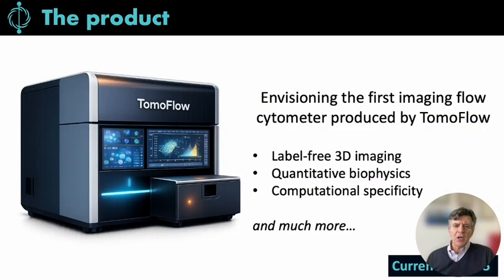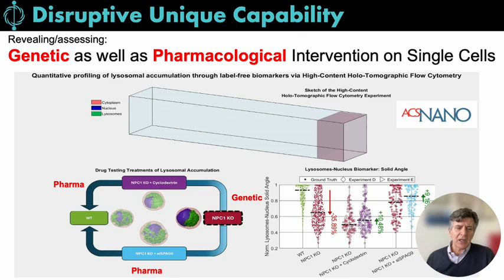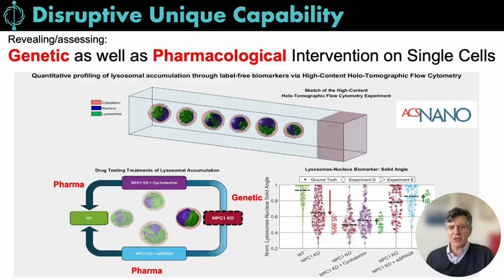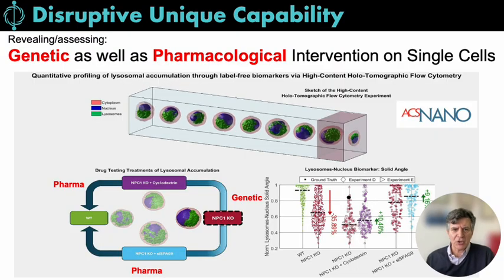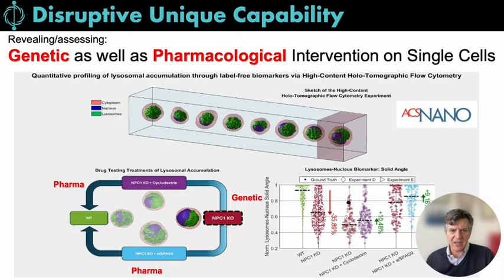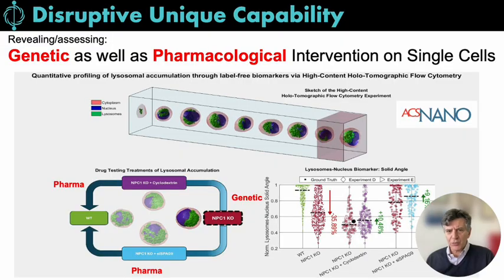lysosomes. So we are looking toward the first imaging flow cytometer produced by TomoFlow that will have the features to be label-free, 3D, quantitative, with biophysics and computational specificity. And most importantly, we have already proved the possibility to correlate genetic as well as pharmacological interventions on single cells thanks to the quantitative information of each one of the cells passing along our flow cytometer.